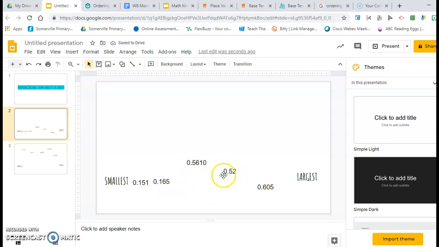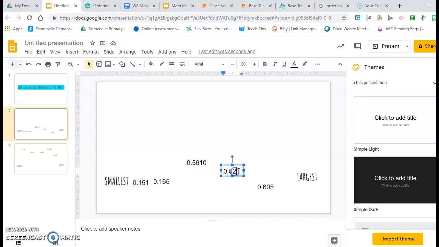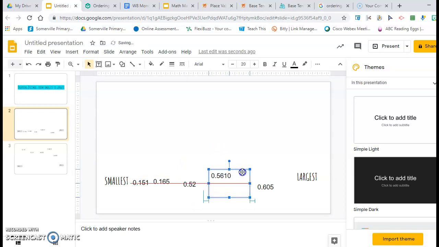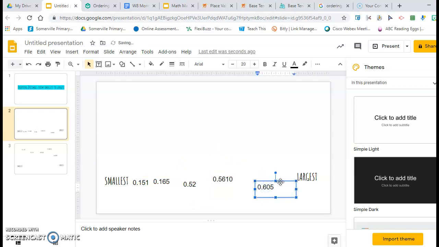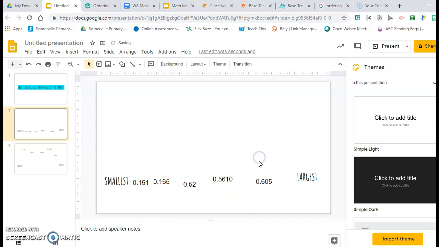Now we can see that these two numbers both have 5/10, so we're going to do the same thing. We're going to jump across to the hundredths and have a look. So this one has 6/100ths and this one has 2/100ths. So this one is smaller and this one is larger. And this one had 6/10, so we know it's our largest number. Cool. So you can see that we've ordered our numbers from smallest to largest.